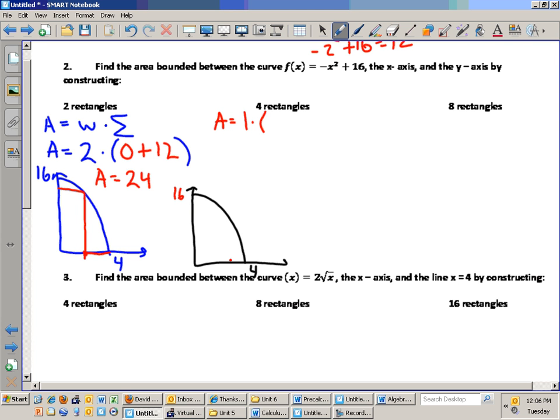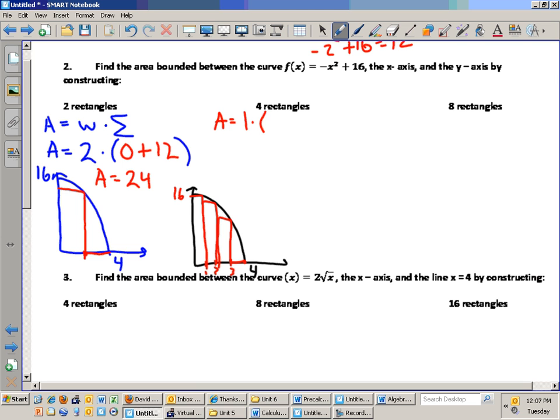So I have 3, I have 2, and I have 1. Very poor drawing on my part, but that's okay. We can get through it. What's the height of the rectangle at 4? 0. What's the height of the rectangle at 3? We'll figure that out. Height of the rectangle at 2 and height of the rectangle at 1.